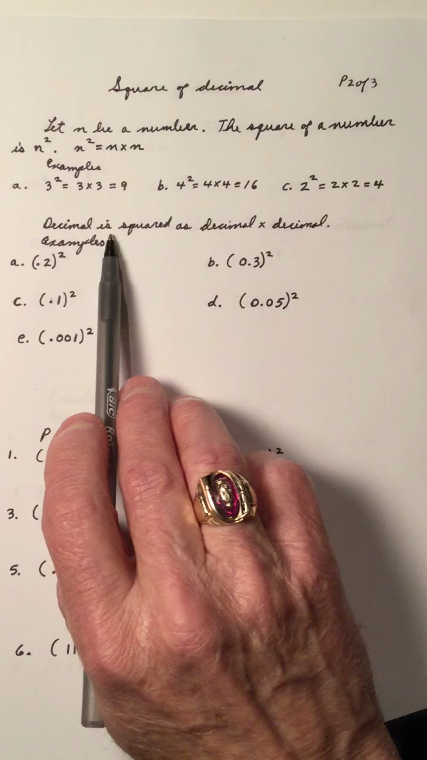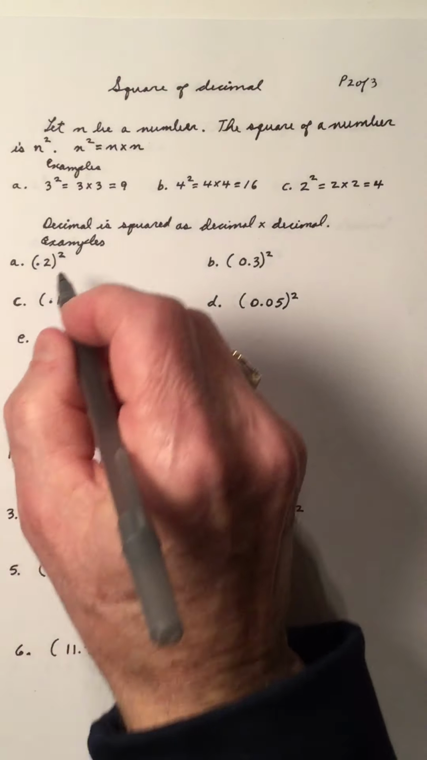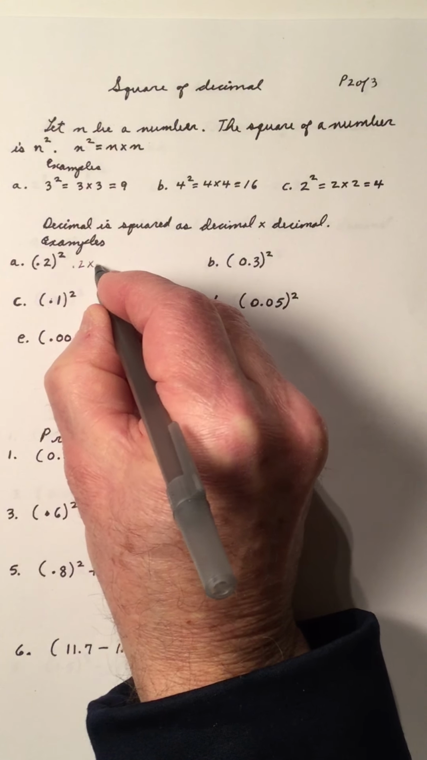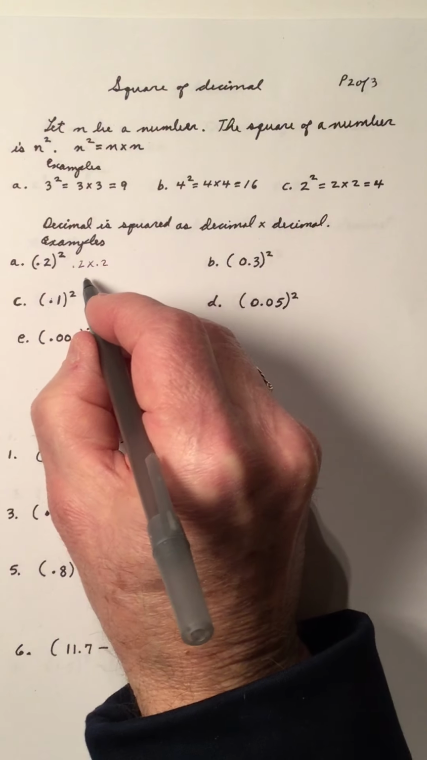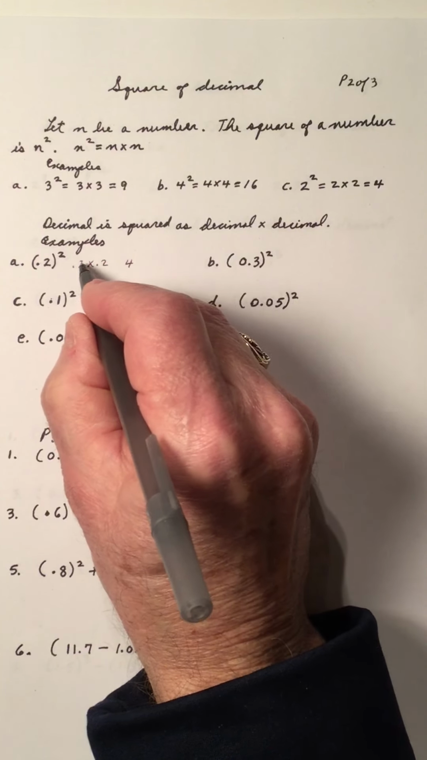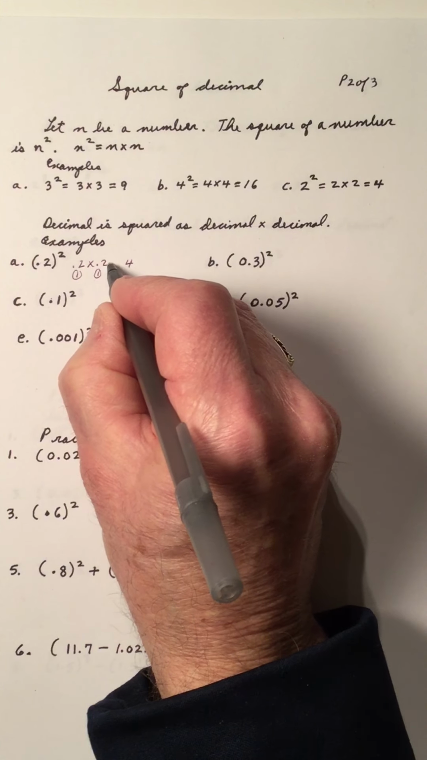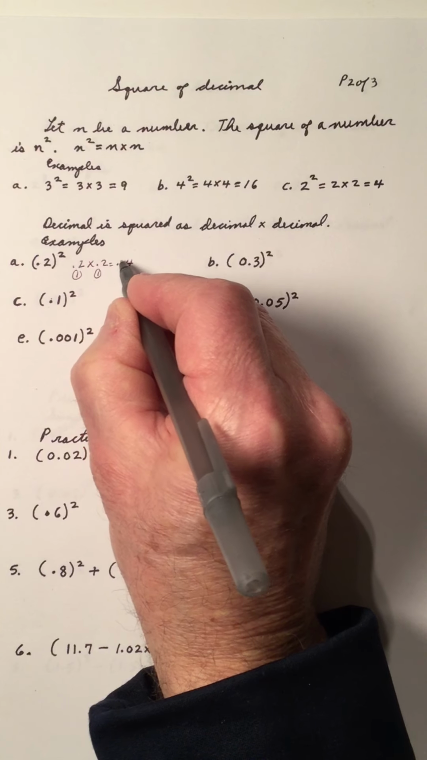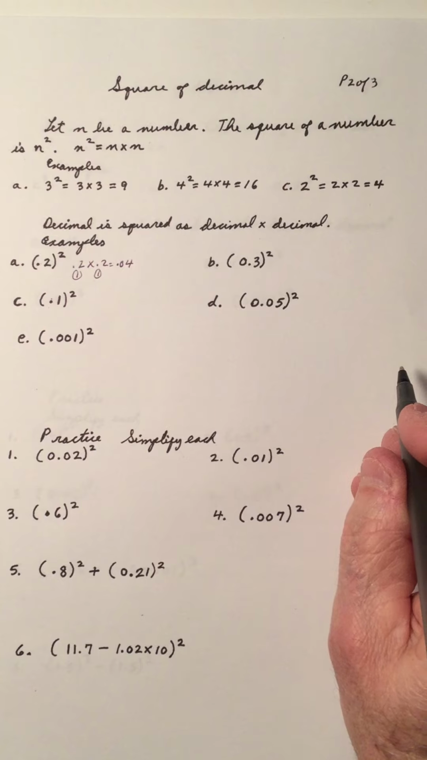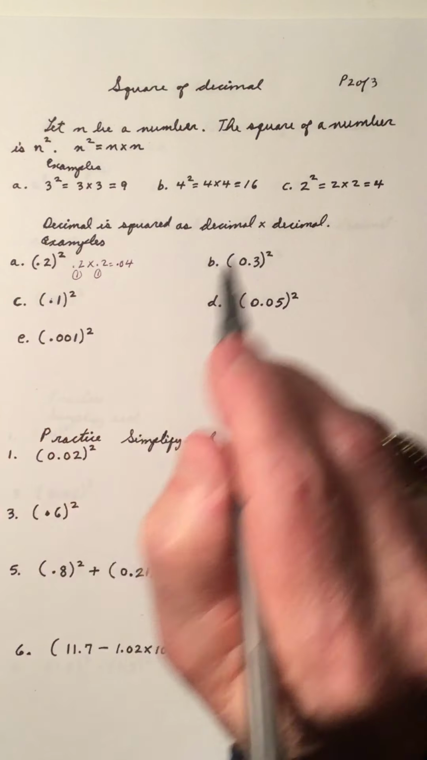A decimal is squared as a decimal times a decimal. So 0.2 times 0.2. Note, 2 times 2 is 4, and there's one decimal place in each, so we have 0.04 for our answer. Notice when you square, you're doubling the number of decimal places. There's one decimal place here, so we have 2.